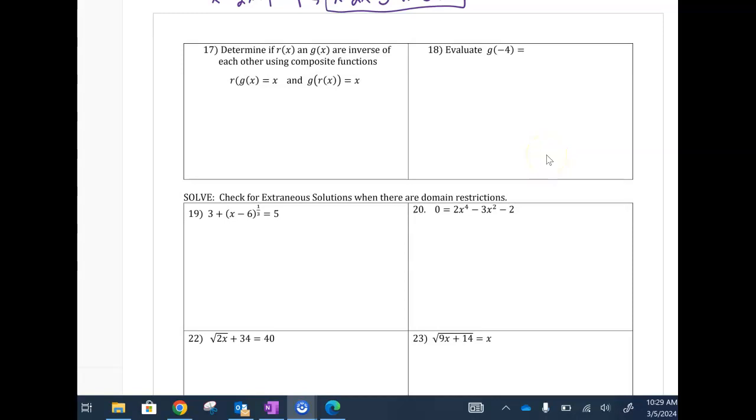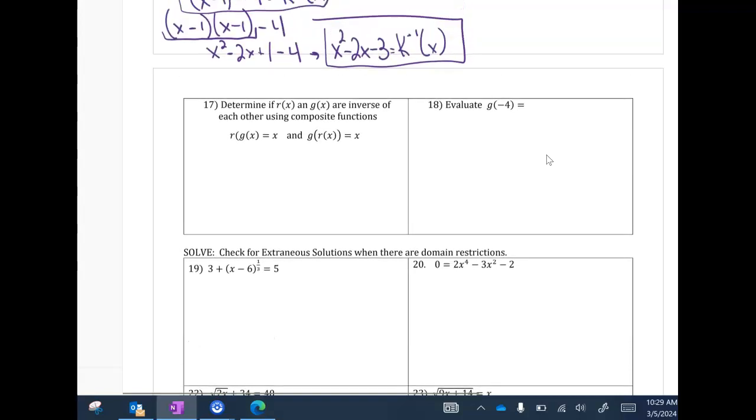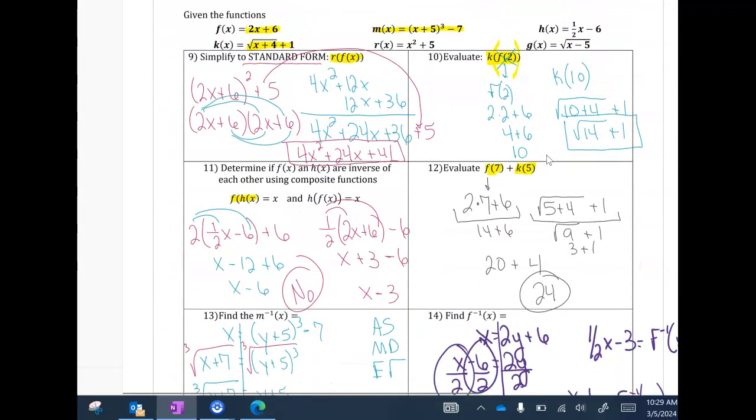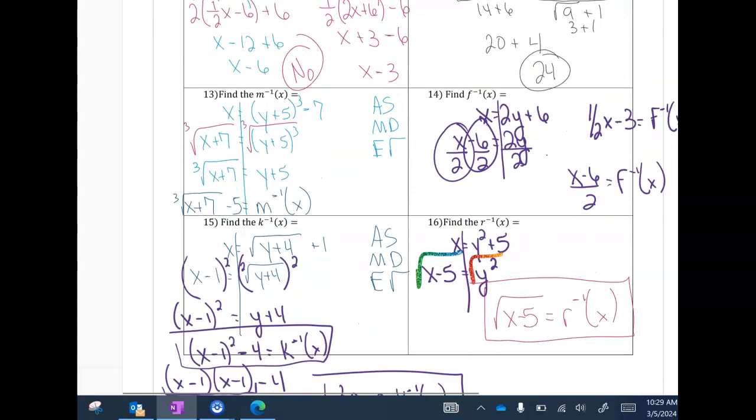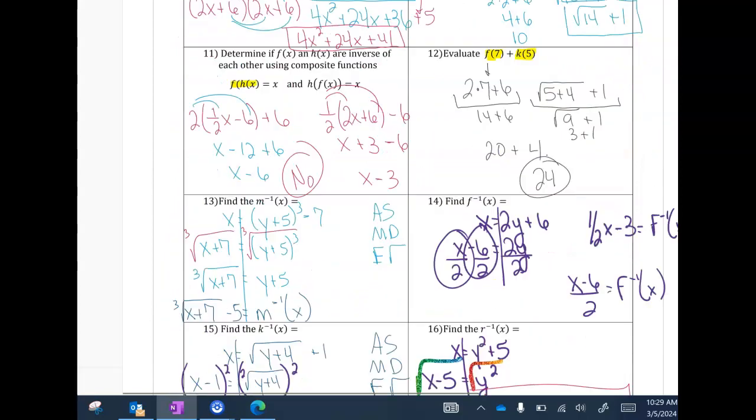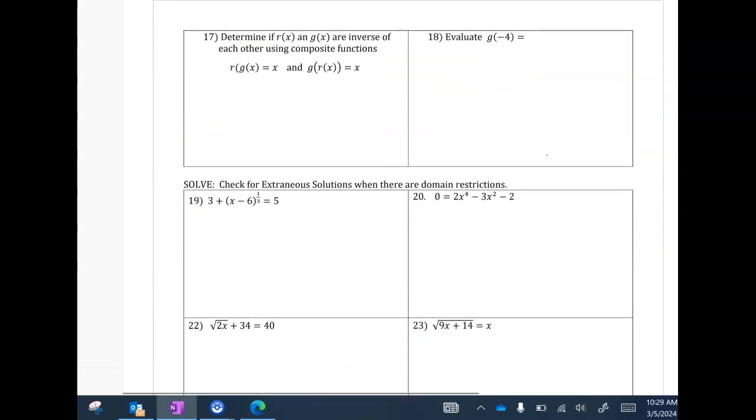Okay, last page, and unfortunately, we're going to have to go to our equations. So we're going to see if R and G are inverses of each other, again, using composition of functions. So R and G. Okay, so let's see which one we have to do first. So R is, I'm just going to write them down here. Here's R, and then I'll erase in a bit.